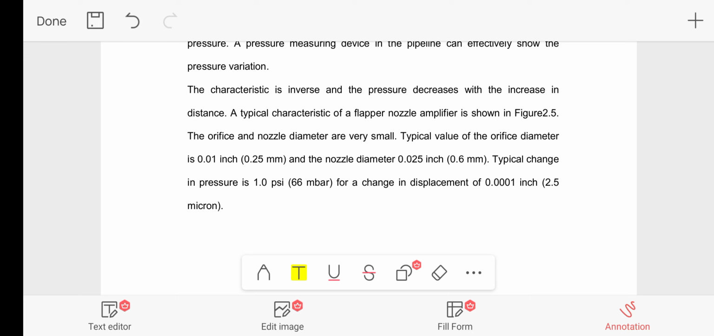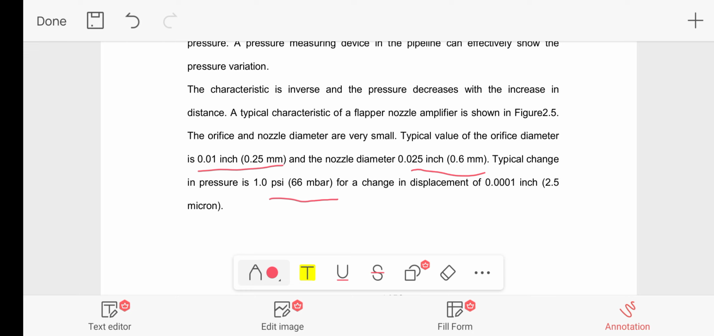A typical value of the orifice diameter is 0.01 inch, or 0.25 mm. A typical change in pressure is 1 psi, or 60 millibar, for a displacement change of 0.001 inch, or 2.5 micron.